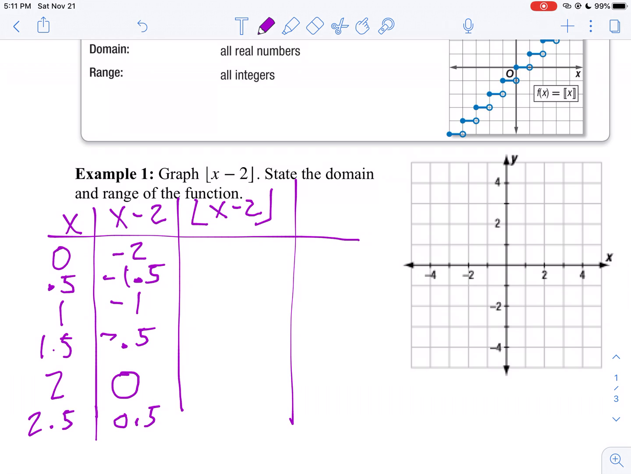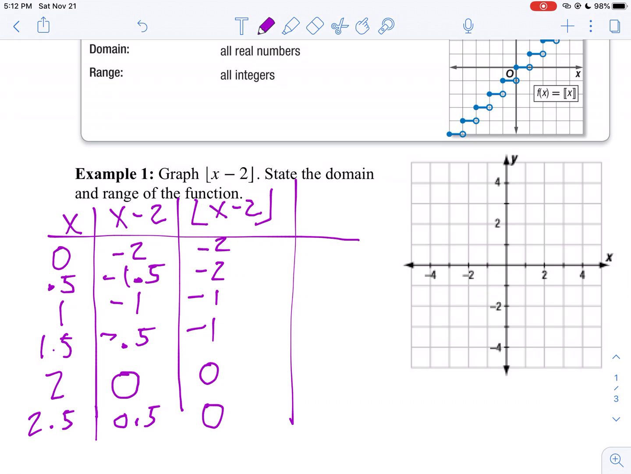Now let's find the least integer function. Well, the biggest integer that's less than or equal to negative 2 is negative 2. The biggest integer that's less than or equal to negative 1.5, well, that's also negative 2. The biggest integer that's less than or equal to negative 1 is negative 1. The biggest integer that's less than or equal to negative 0.5 is also negative 1. And then I go 0. And the biggest integer that's less than or equal to 0.5 is also 0.